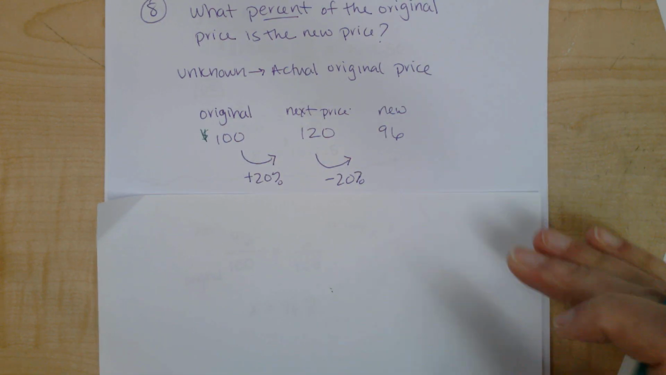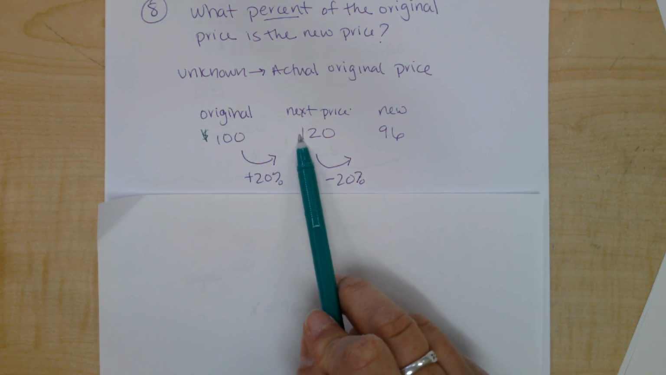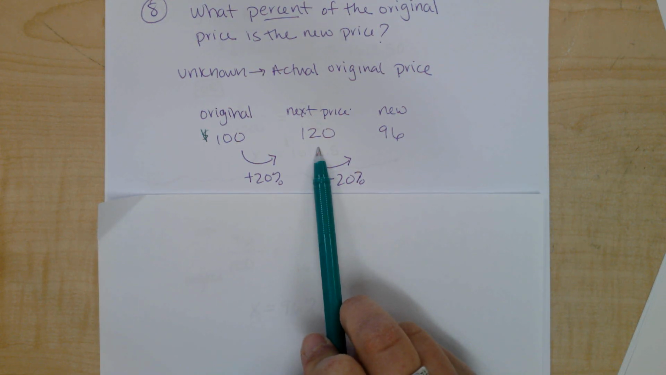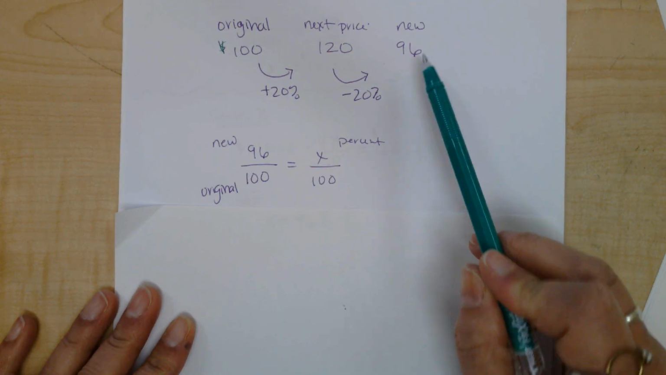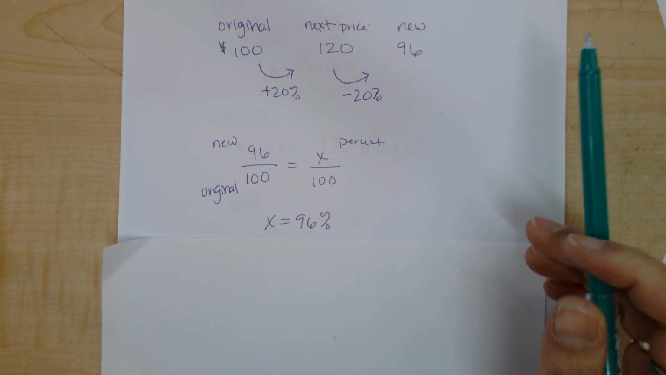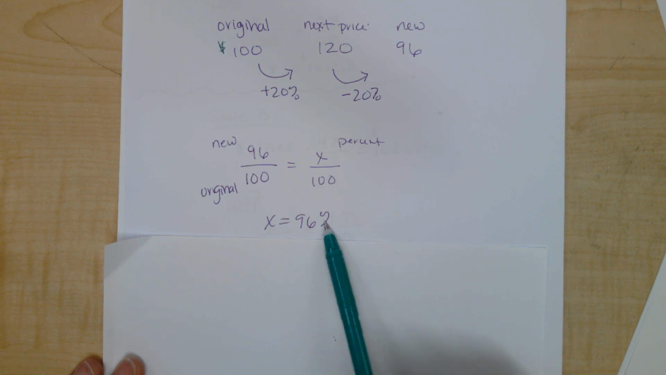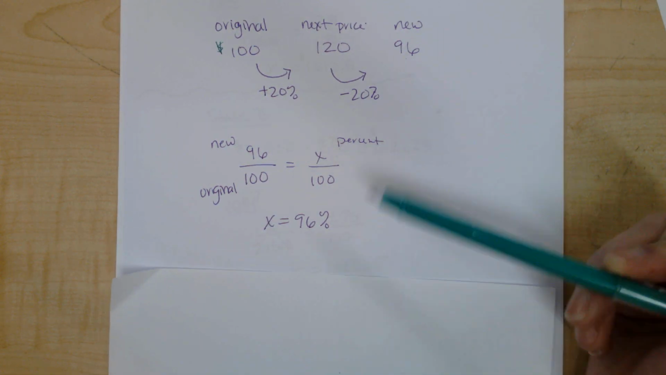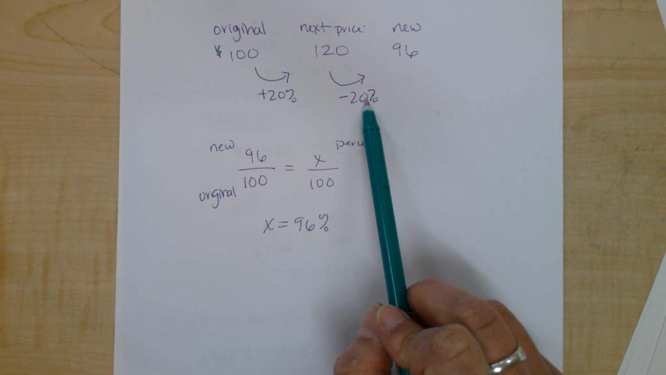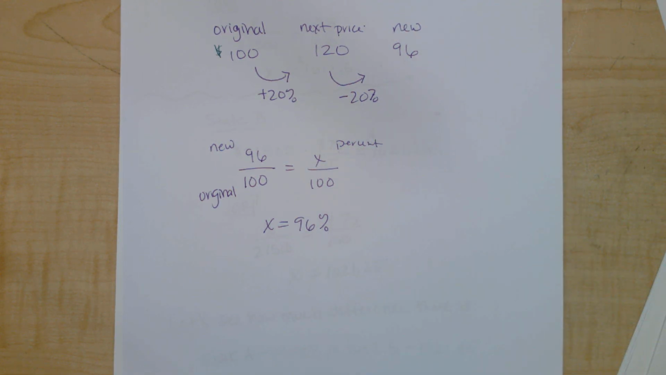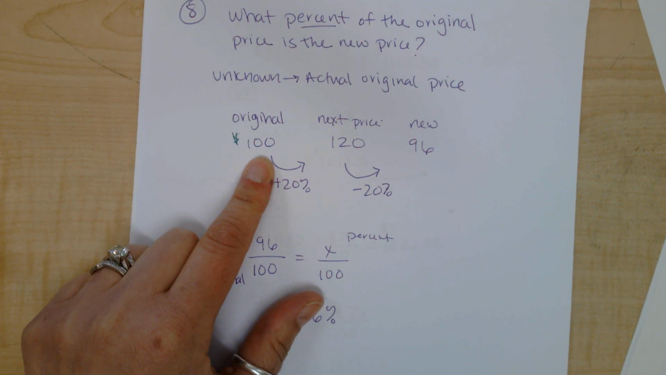Okay. What did we do? So let's say the original is 100. I chose 100 because 100 is easy to work with. I increased it by 20%. What did I get to? You're right, 120. And then I decreased it by 20%. And I got to 96. So how did I get that? My new divided by my original equals percent over 100. So from 100 to 96 is 96%. And if you needed to do the 120, we're decreasing it by 20% to get to 96, you can. It's up to you.